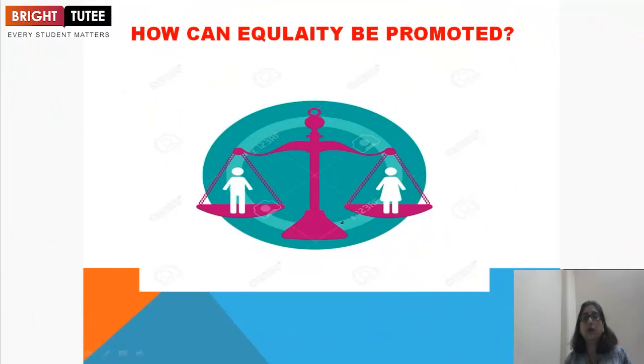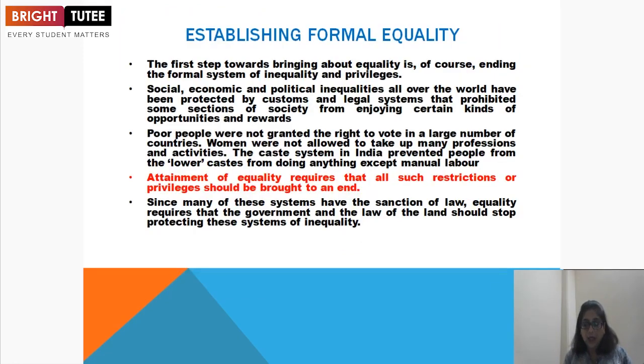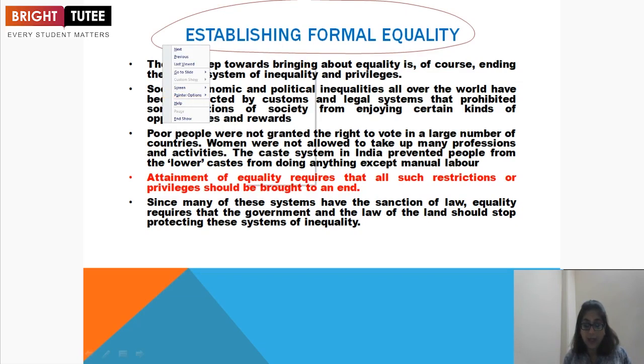Now let's talk, how can equality be promoted? This is also a very big question, how it could be promoted. Now, establishing formal equality, that means in an official way. The first step towards bringing out equality is, of course, that this system of inequality and privileges must be ended formally.